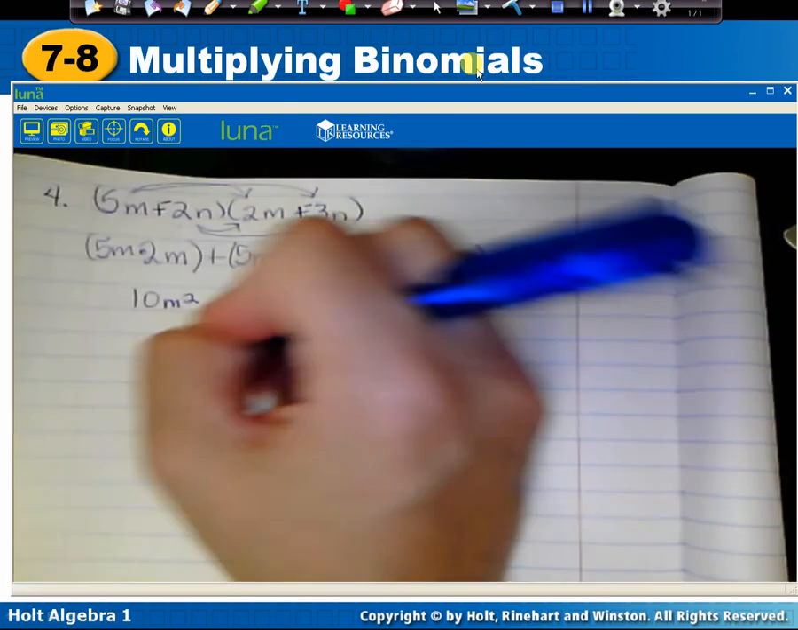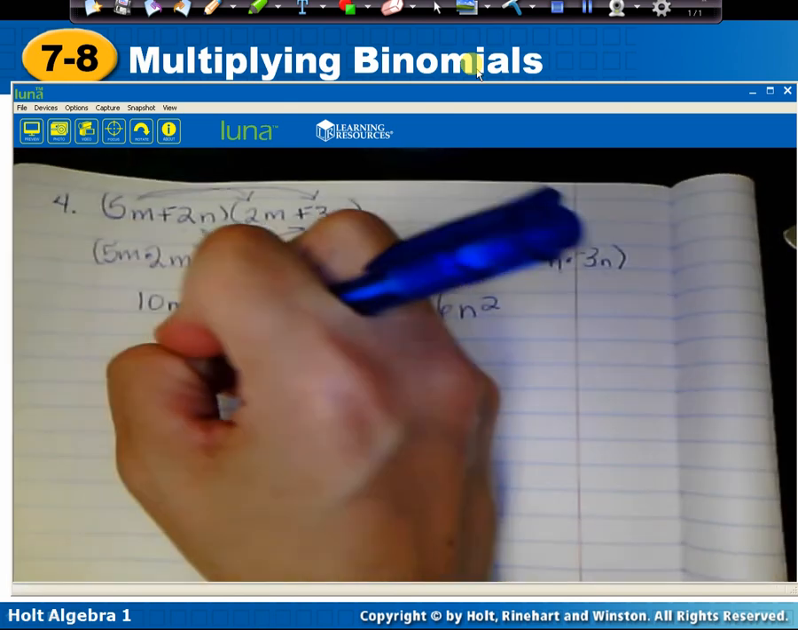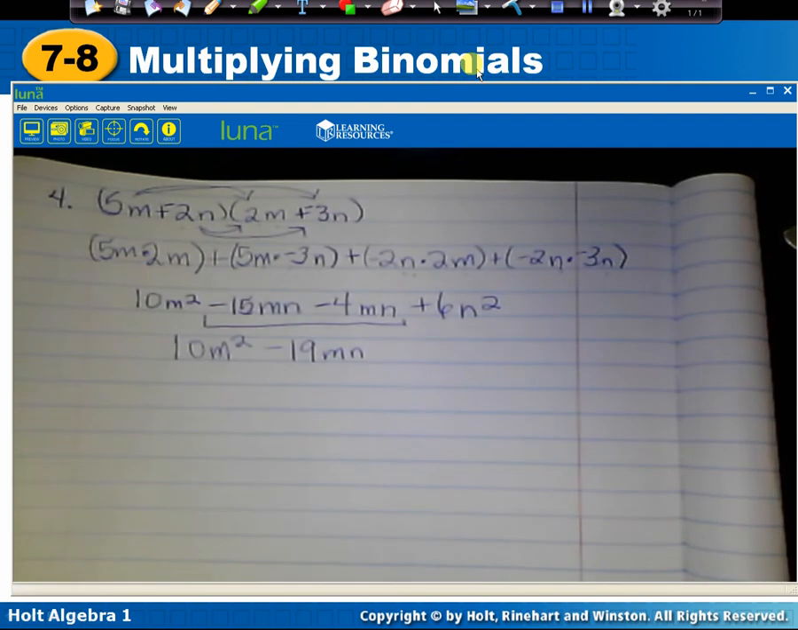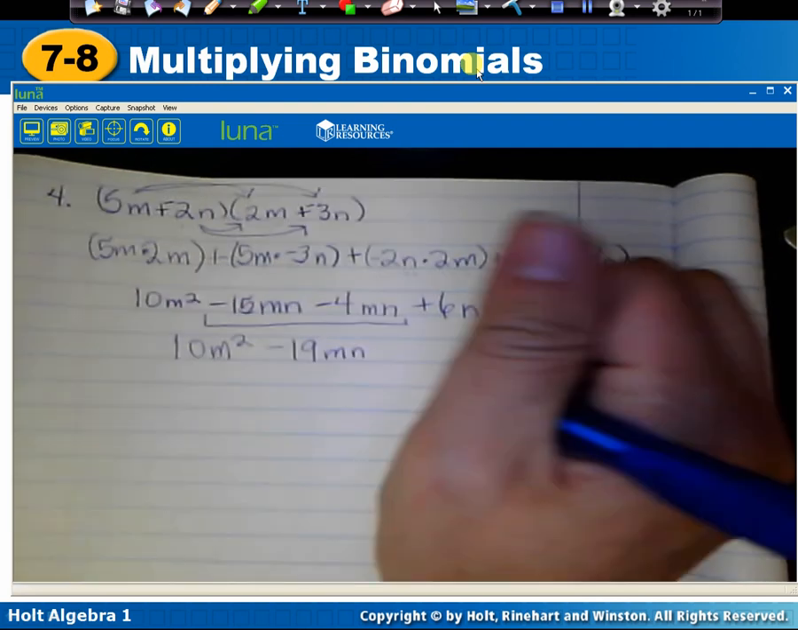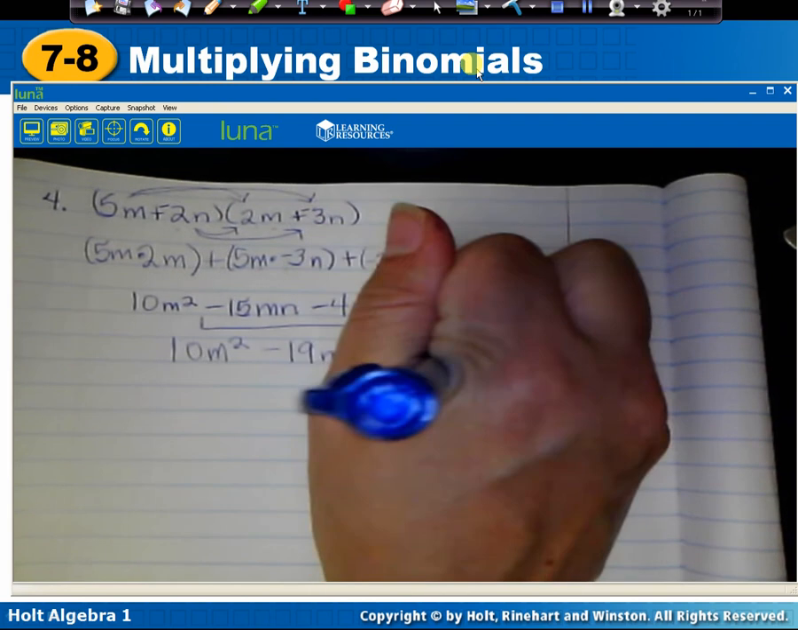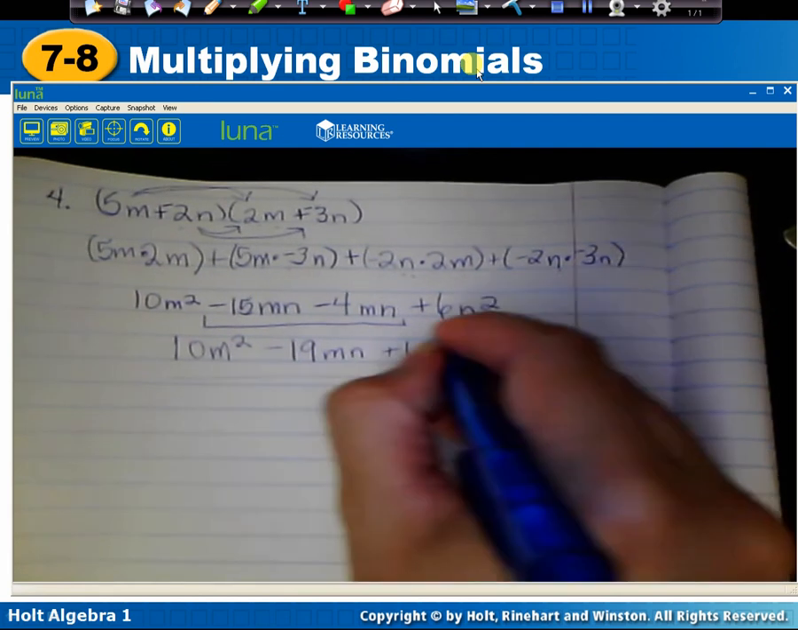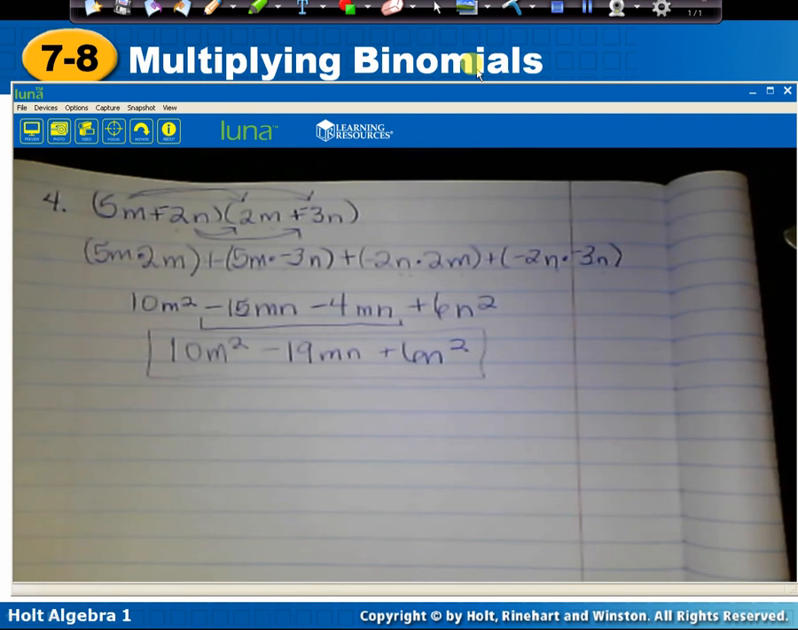My 10m squared doesn't have any more like terms, so I'm just going to bring it down, 10m squared. My 6n squared does not have any like terms either, so I'm just going to bring it down, 6n squared. And this is going to be my final answer for this one. Make sure that you got all that down before you move forward.